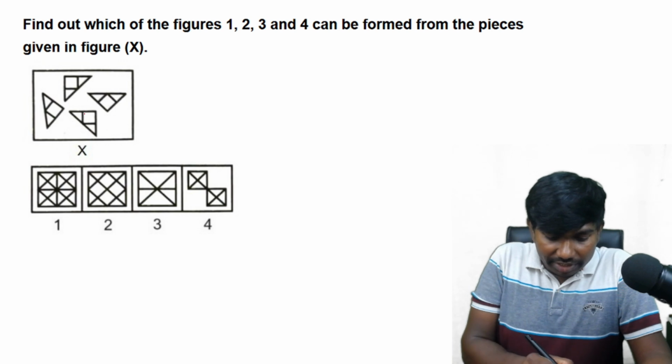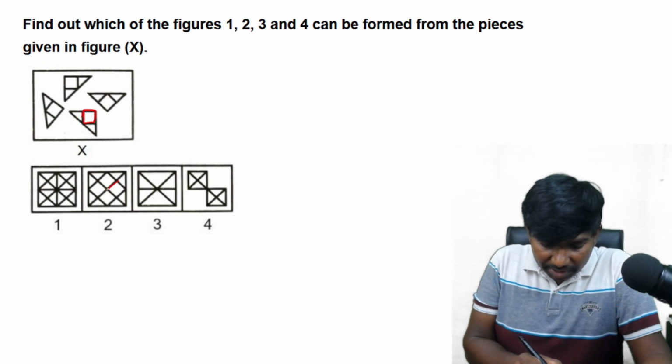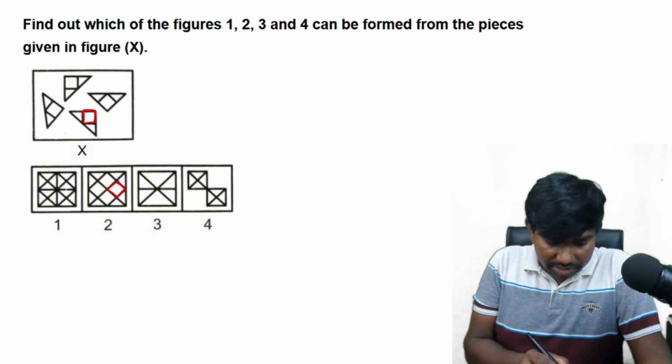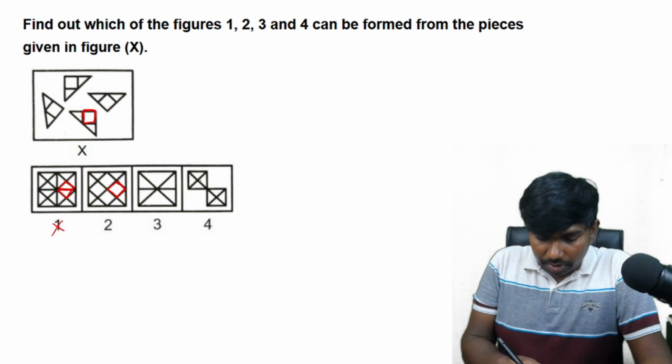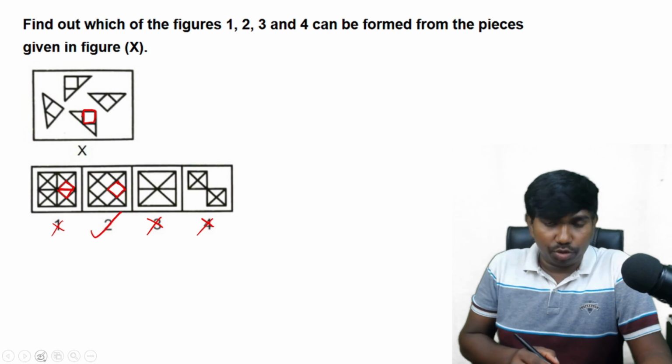In every triangle, there is a small square here, right? In every triangle, there must be a small square like this. Yes. So this is a correct one, but there is an extra line here. This cannot be. And a triangle within a square inside a triangle, it is not, and it is also not. Then figure 2 is the answer.